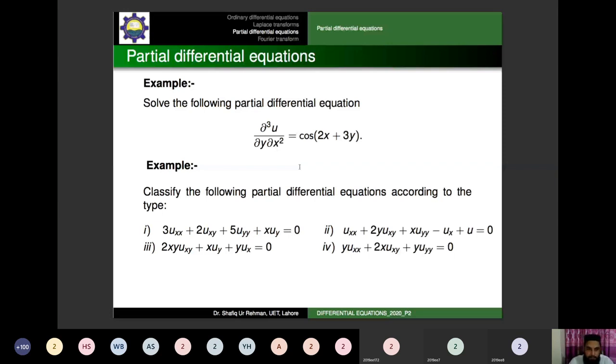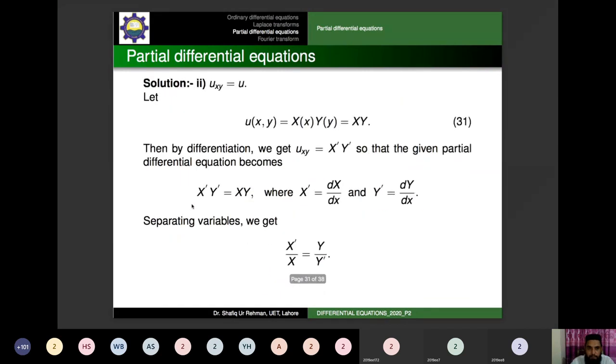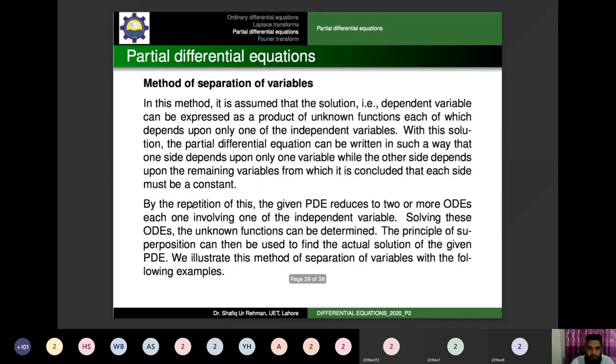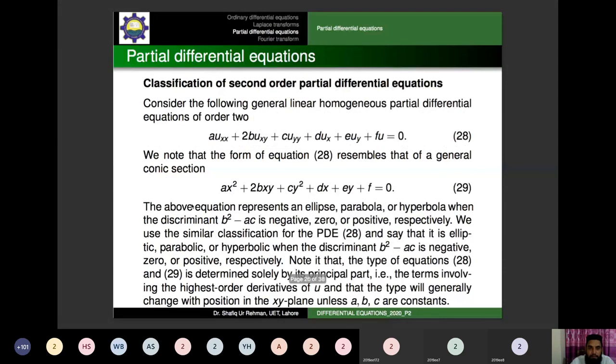Next bunch of examples. Classify the following partial differential equations according to the type. What is the type there? If you remember, we know the generalized representation of any linear homogeneous partial differential equation of order 2. So this is going to be that.